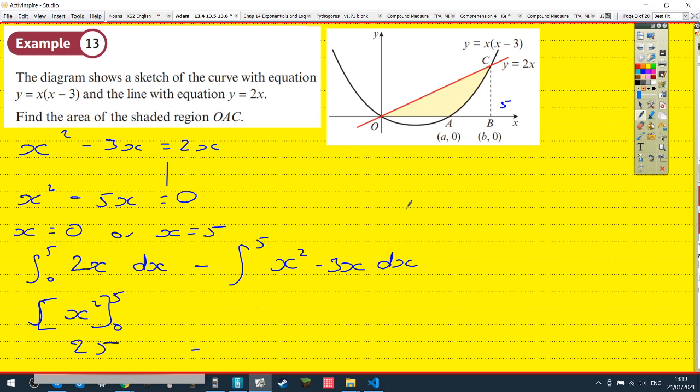Well, how do you get a? Where are the coordinates of a? Well, it's a quadratic, isn't it? So this curve. We know one of them is 0. Yeah, this one is 0. Wait, would it be 3? Yeah, it would be 3.